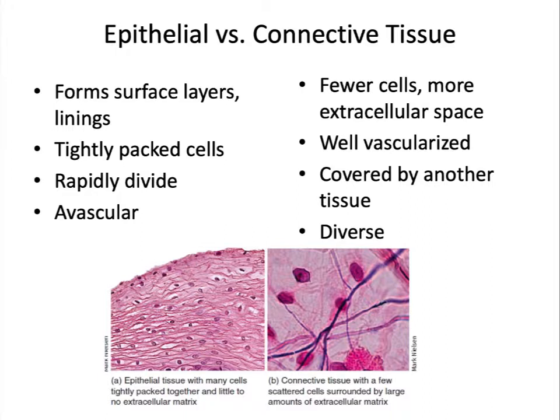You can see that stratified squamous epithelium is shown on the left side of the picture, and the epithelial cells are densely packed. However, in the picture on the right, connective tissue cells can be seen much more spread out, and the tissue is characterized by a lot of loose space. Connective tissue is covered by another tissue and has a lot of different functions and different structure.